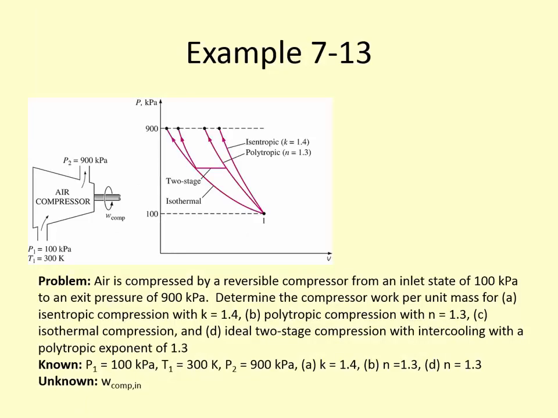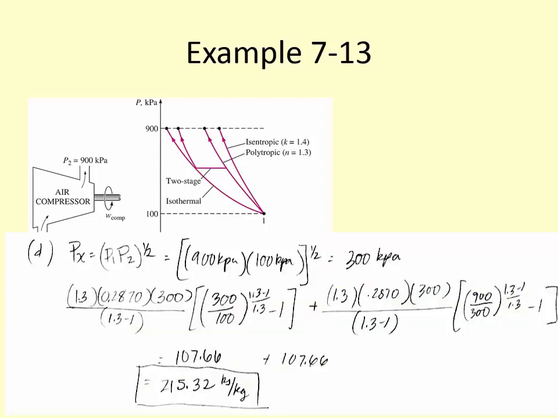Okay, so for this part D, we first have to determine the intermediate pressure to which we want to compress. So it's P1 times P2 to the 1/2 power, or in other words, the square root of P1 times P2. So it's the square root of 900 kilopascals times 100 kilopascals, which is 300 kilopascals. So we're going to compress from 100 kilopascals to 300 kilopascals, remove some of the heat, and then compress from 300 to 900.